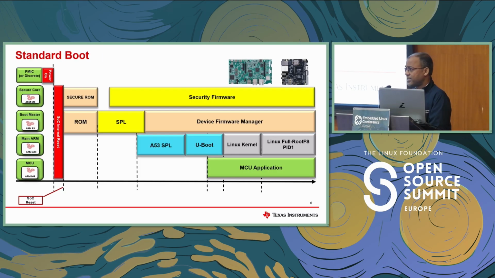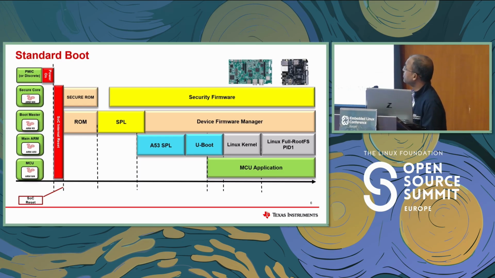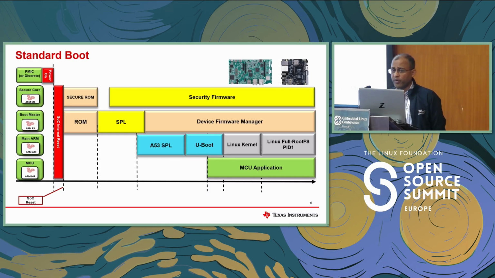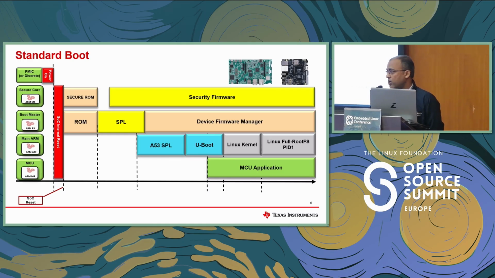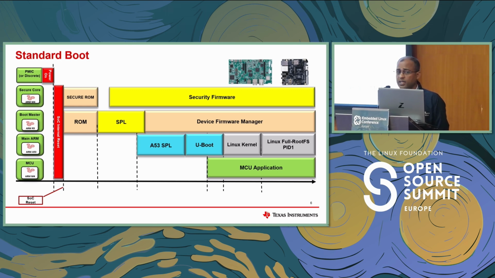Let's take a look at a complex heterogeneous SoC with the standard boot, and how it looks. This is for the AM62x EVM and the BeaglePlay. From the PMIC you have the power-on reset, and then it goes to your secure core, where the security firmware and the boot master run. It is the master for the complete system, and does the device firmware management, power management and so on. This boot master core starts the main A core, where your SPL and U-boot run, and your Linux kernel and RTOS run.